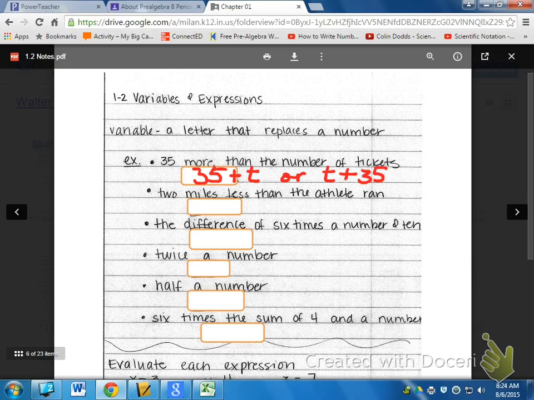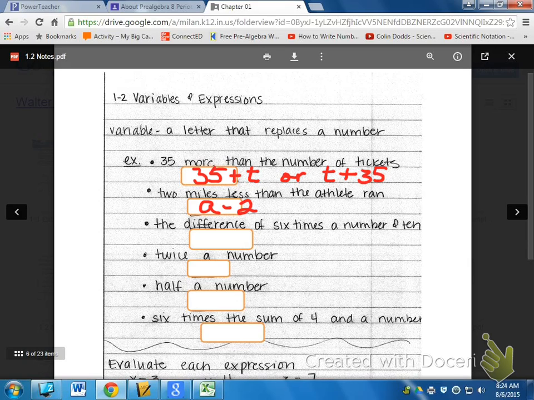Good. 2 miles less than the athlete ran. What's the part that we don't know there, Trayton? The athlete, how far the athlete ran. So pick a variable for that. A. How would it look if we had 2 miles less than A? A minus 2. Exactly. A minus 2. And that one there is no option. Subtraction, there cannot be options. Same way with division.